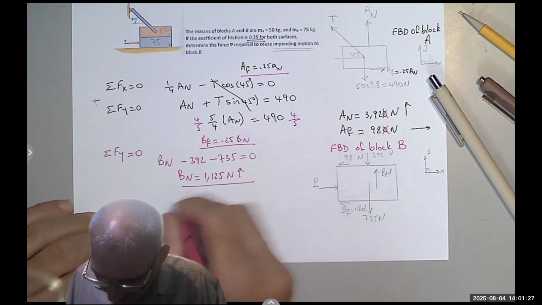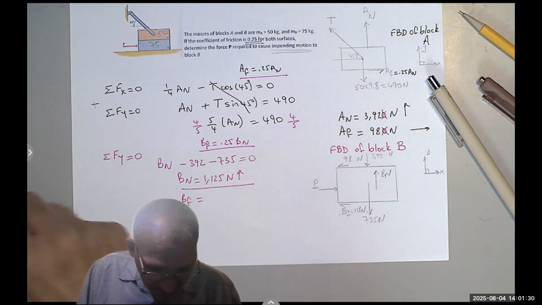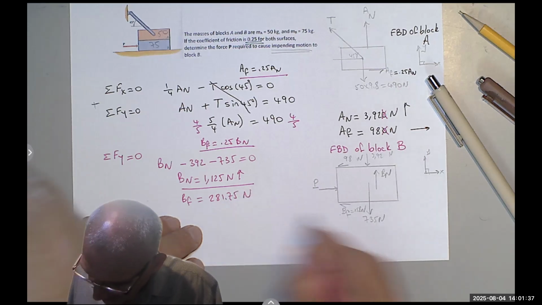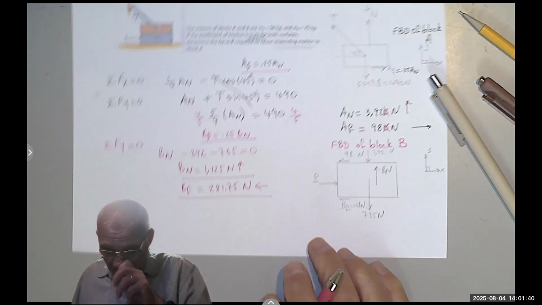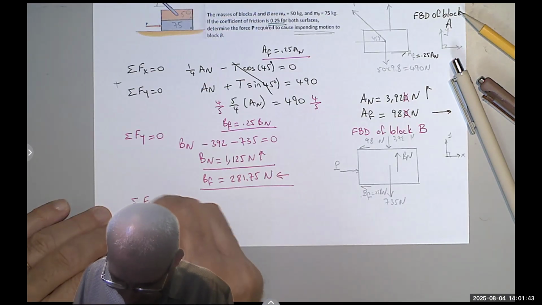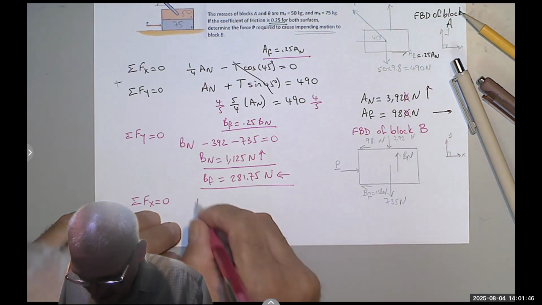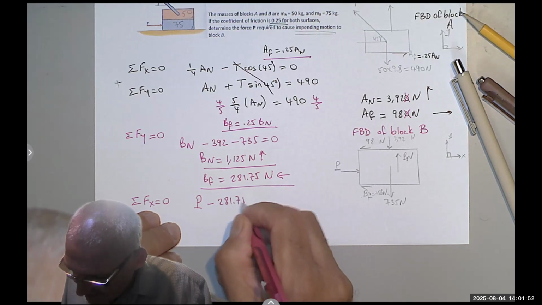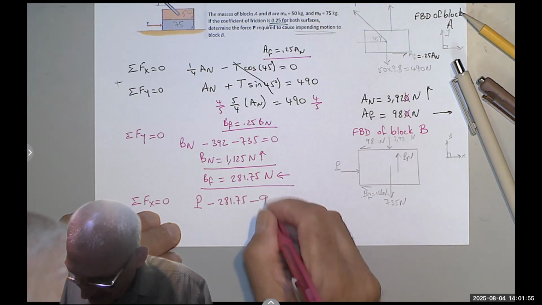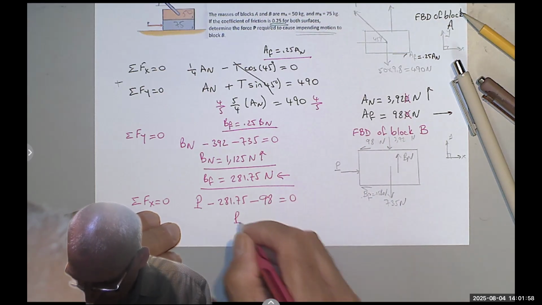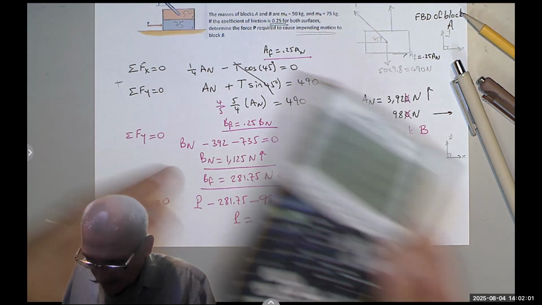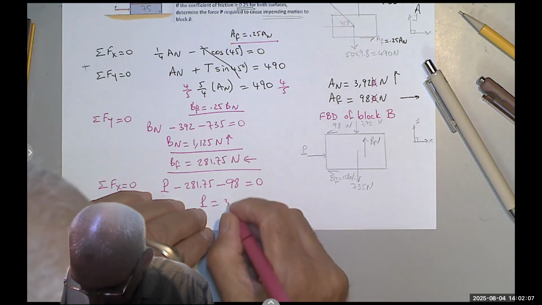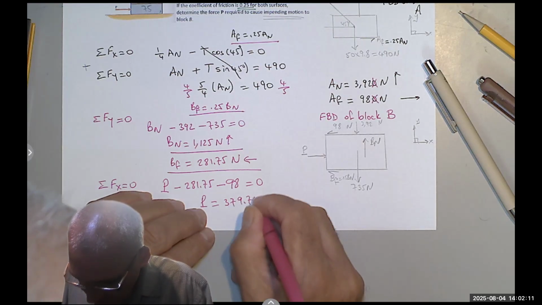So because B sub f is a quarter of that, I divide by 4 and I get 281.75 Newton, and it's to the left. And finally, I do the summation of the forces in the x direction equals 0. I have P minus B sub f, 281.75, minus A sub f, which is the 98, equals 0. So the force required to initiate impending motion is 379.75, or roughly 380 Newton.